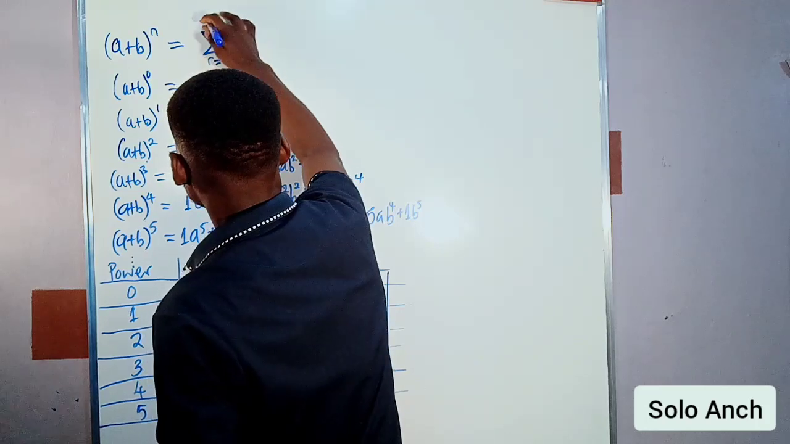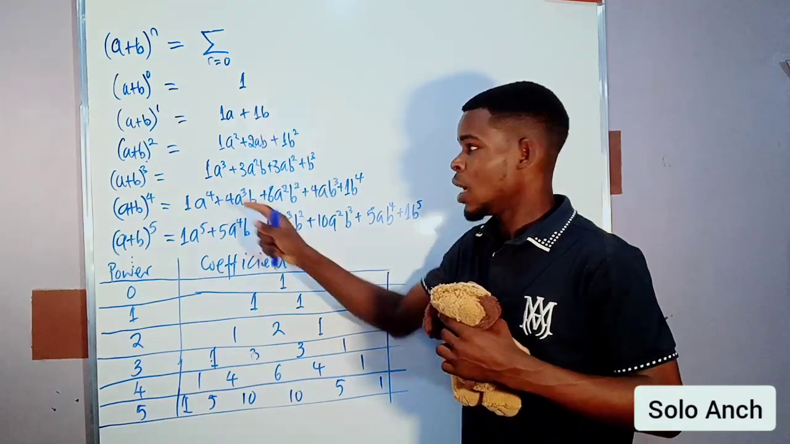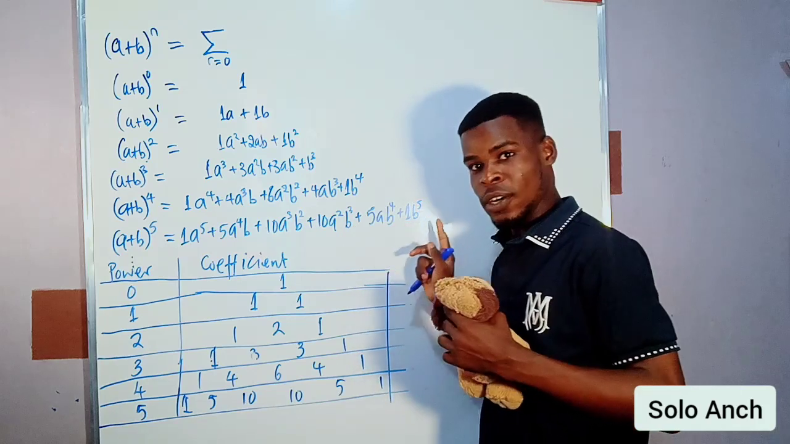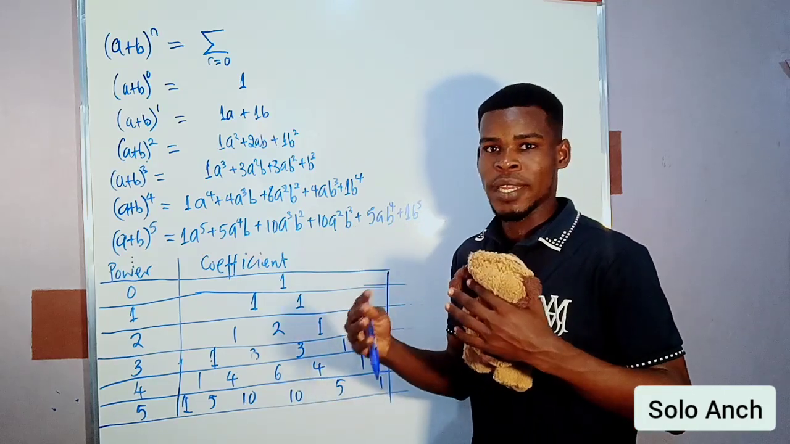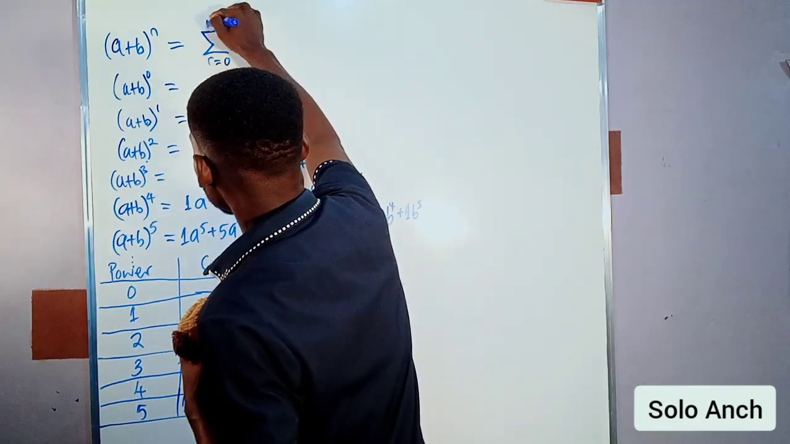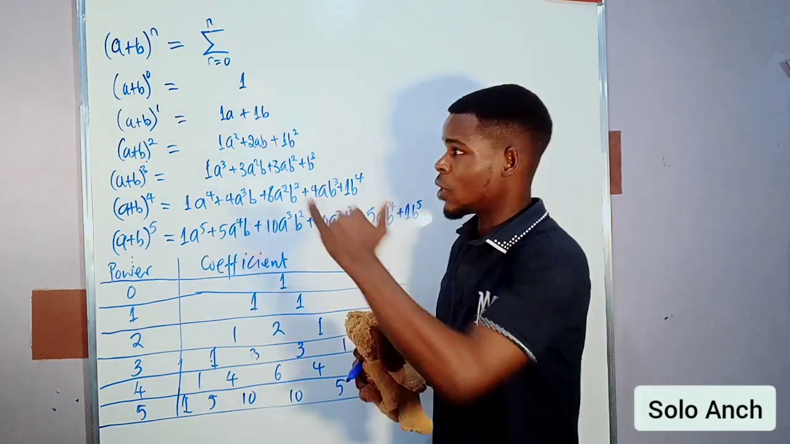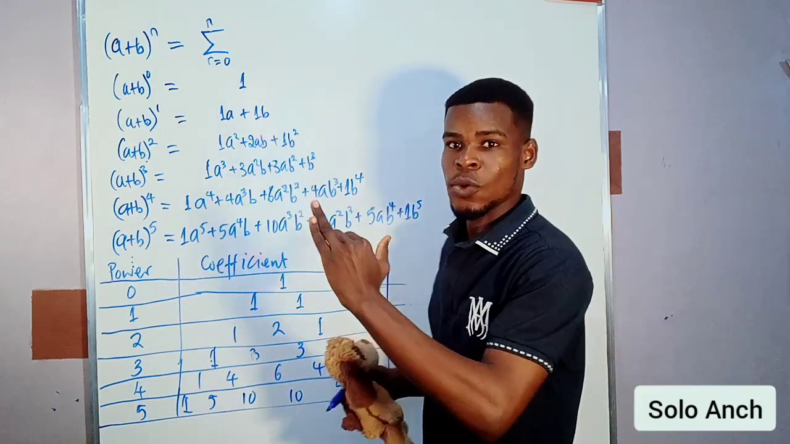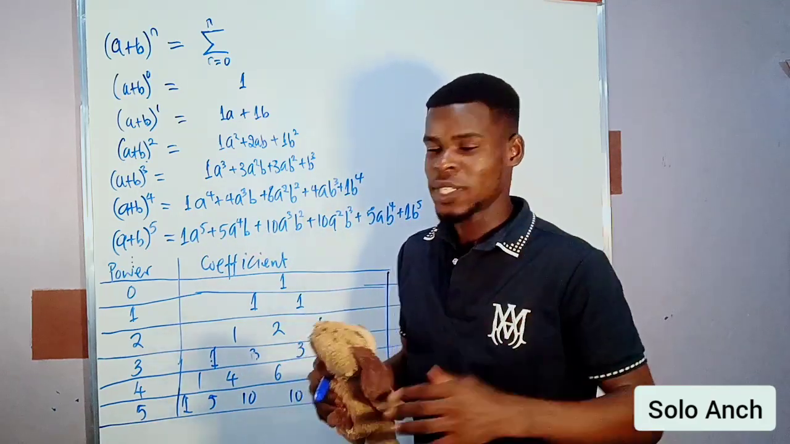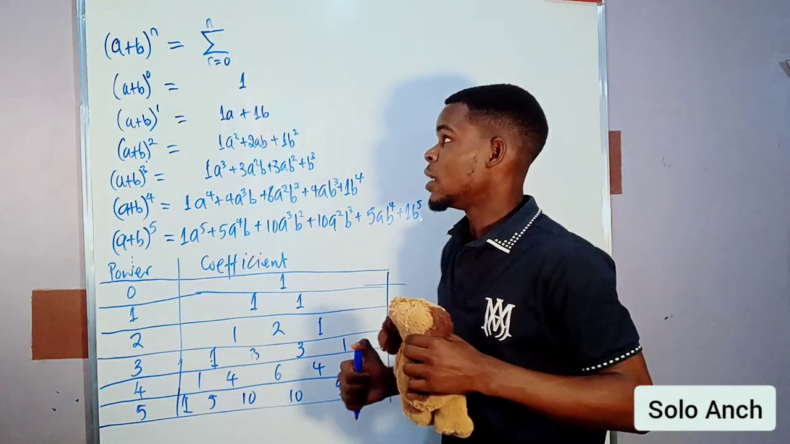Now, notice that for the power of 1, there are 2 terms. For the power of 2, there are 3 terms. For the power of 5, there are 6 terms. That means that for the power of n, there will be n plus 1 terms. So we start with 0 and end with n. In other words, there are n plus 1 terms, because when we start off with r as 0, you have a term. When r gets to 1, there are 2 terms. When r gets to 2, there are 3 terms. When r gets to n, there will be n plus 1 terms. That's why we end with n here, where n is a non-negative integer.